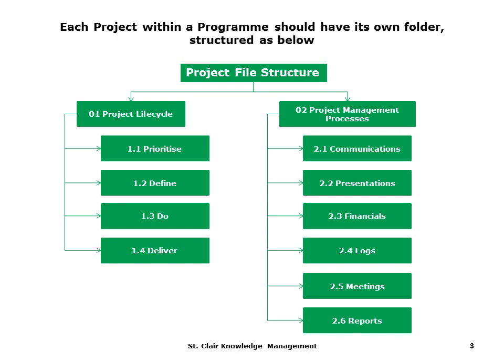Okay, so the next area on this diagram is called 02, Project Management Processes. We'll come onto that in a bit more detail later on in terms of what we mean by that. But we've got sections 2.1, which is communications, down to 2.6, which are reports. So to me, these are the two main folder structures and subfolders your project should have.